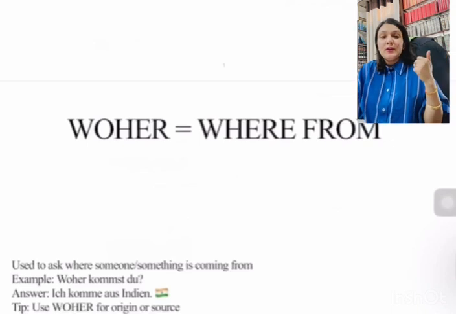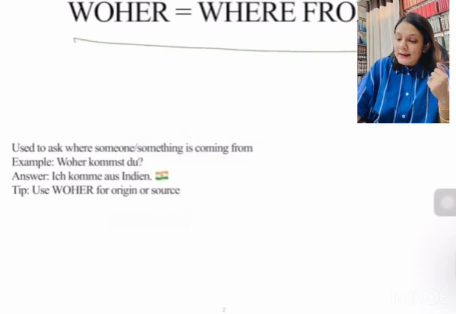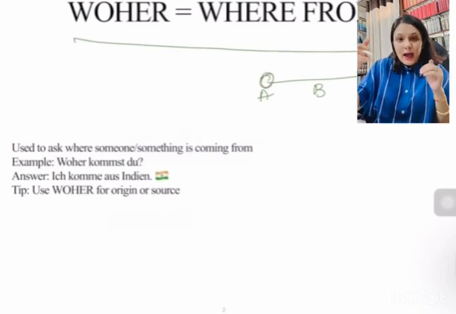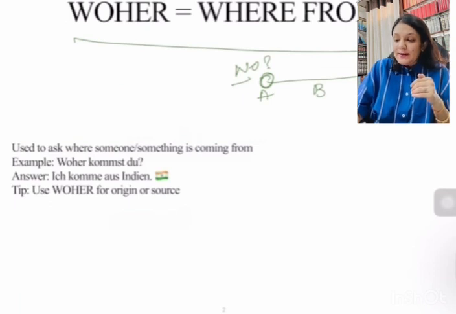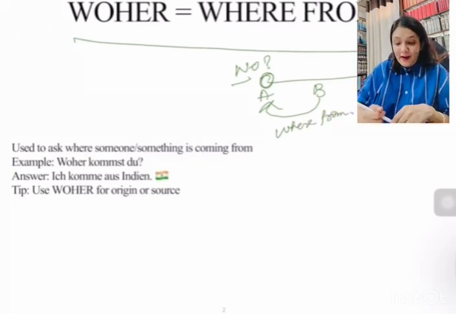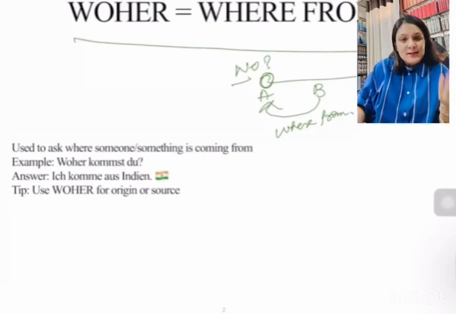Woher we use when we are talking about where from. For example, if you see this, there is A, B and C. A represents wo, the current position. B to A represents where from. If I want to ask somebody, where are you coming from? There we use woher. Mostly woher in German is used to ask someone or something where they are coming from. Mostly we use this question as, woher kommst du? Where do you come from?